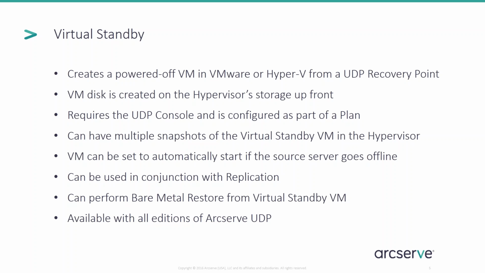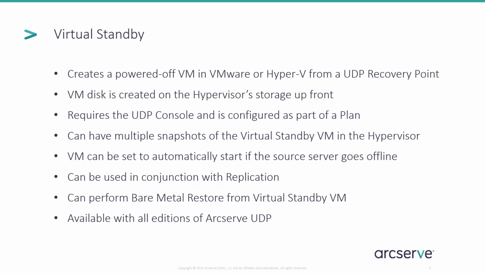You can also, in the plan, specify whether you want the virtual standby VM to automatically start if the source server goes offline. So we can have UDP monitor the source machine, make sure that it's running and live. If it goes offline, you can have that automatically start the virtual standby VM. If that server is running a service that's business critical, that might be something that's useful for you.